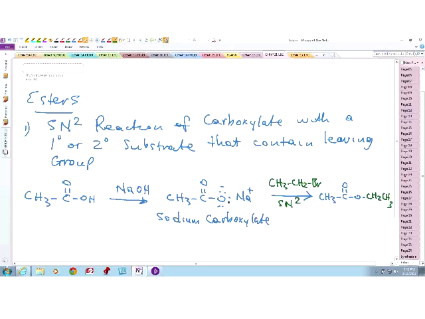Williamson. Yes. It's very similar to Williamson ether synthesis. So these are the kind of associations you should be making in order for you to remember some of these processes. So it is similar to Williamson ether synthesis. Okay. So anyway, you could use this method here to make an ester.